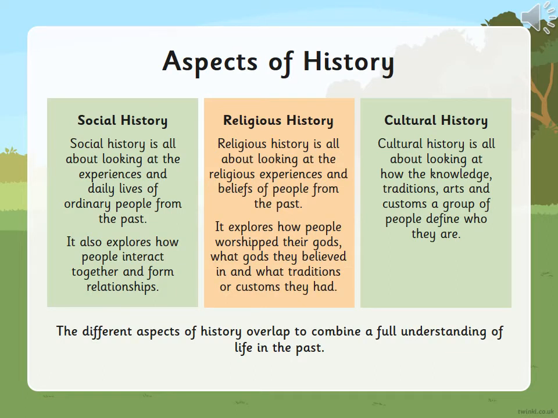Social history is all about looking at the experiences and daily lives of ordinary people from the past. It also explores how people interact together and form relationships. Religious history is all about looking at the religious experiences and beliefs of people from the past. It explores how people worshipped their gods and what gods they believed in and what traditions or customs they had.